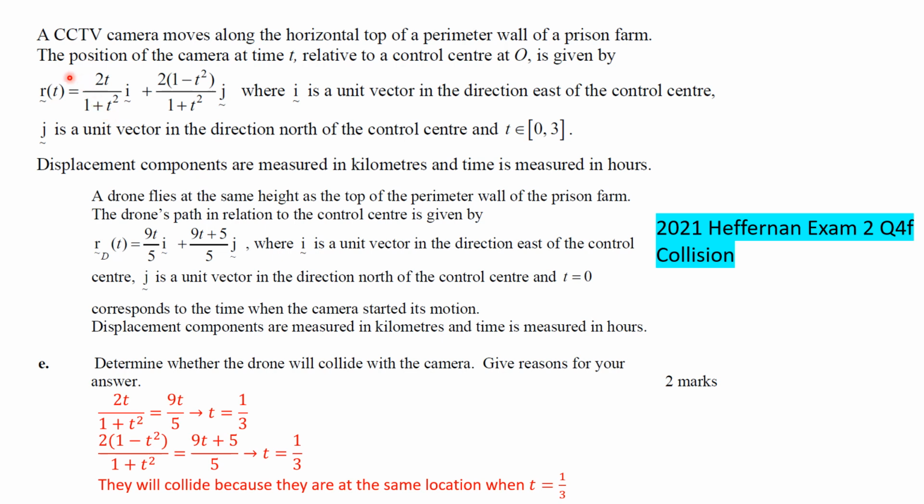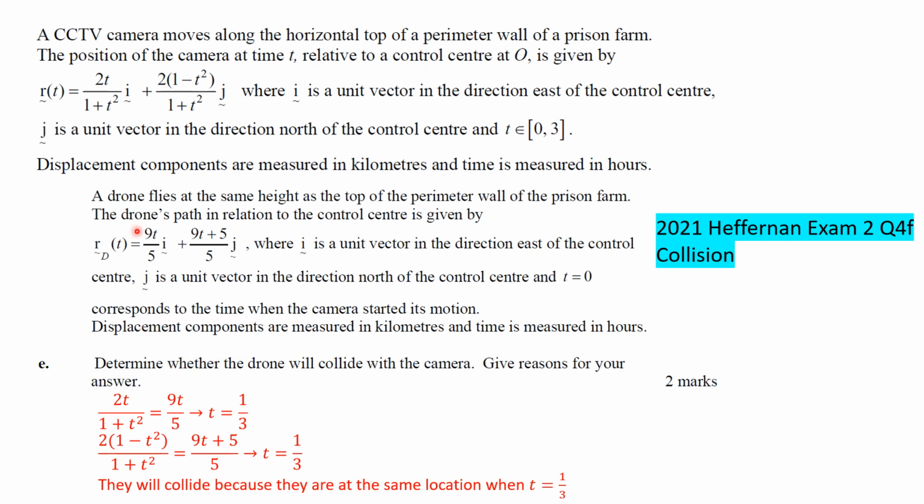So in this case, you've got a position vector of a particle, and we only have the i and the j components, and they both depend on t, the time. And then you've got another object over here. Again, you're given the position vector, and you need to work out whether these will collide.